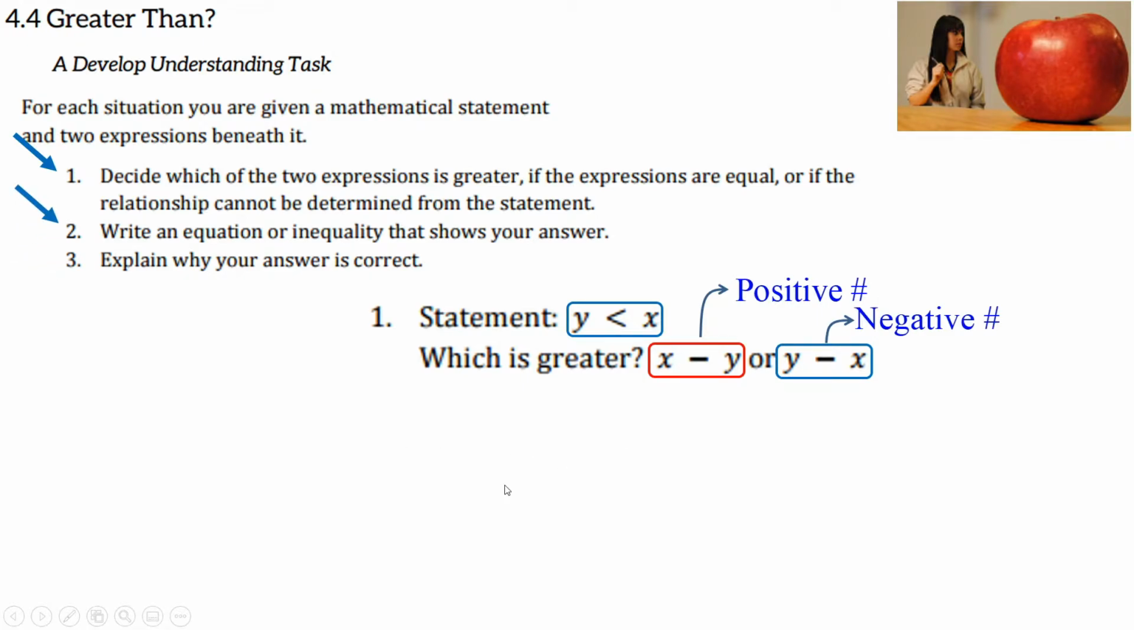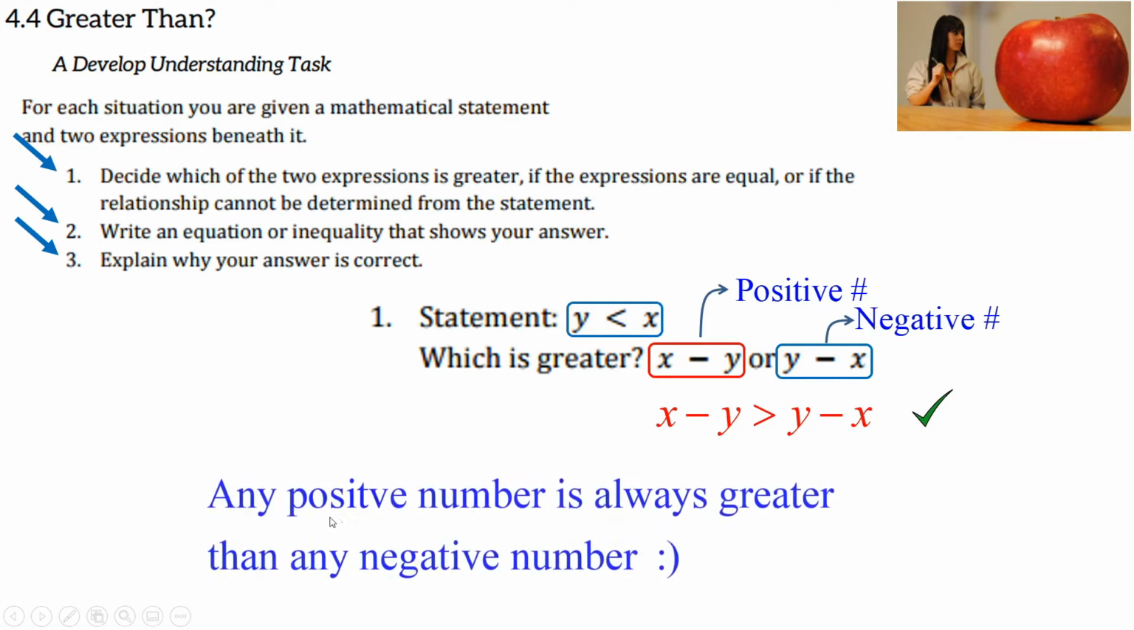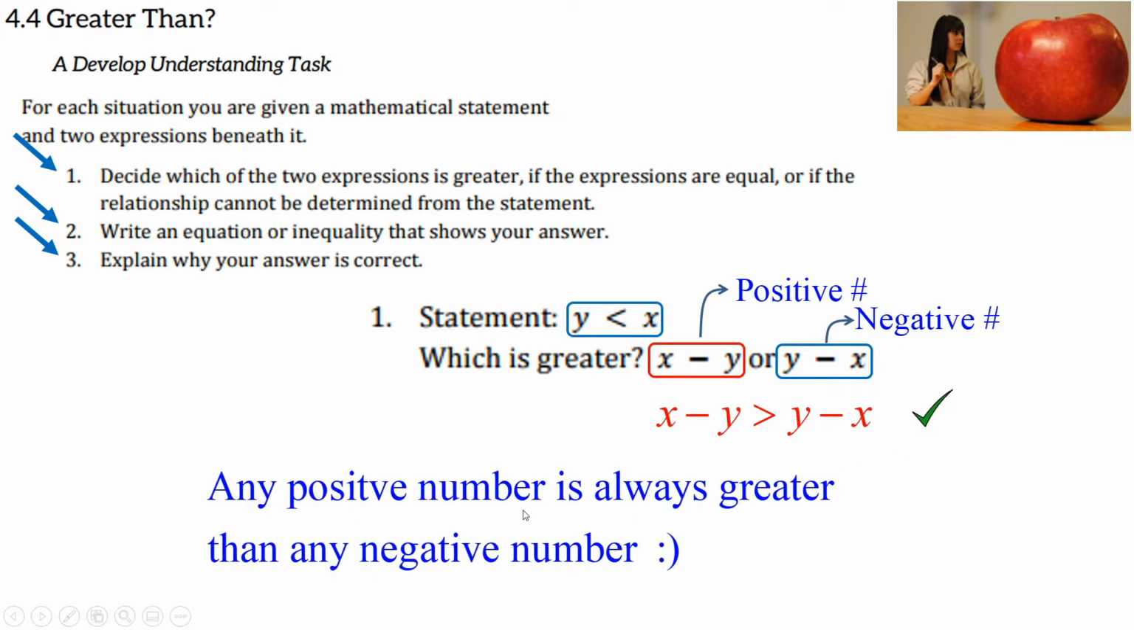Now number 2, write an equation or inequality that shows your answer. So we just said x minus y is greater than y minus x. Great. Okay, now number 3, explain why your answer is correct. Well, why is this correct? Very simple. Oh, by the way, that check mark there, good. Any positive number will always be greater than any negative number, so this must be true. And there you go. First problem.